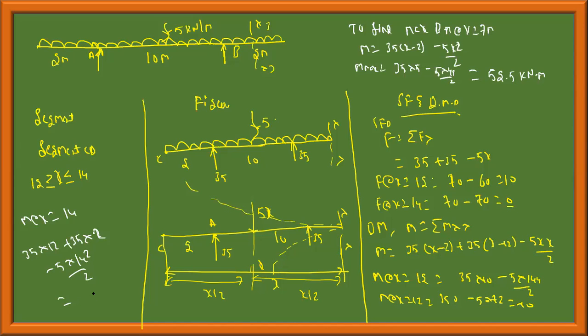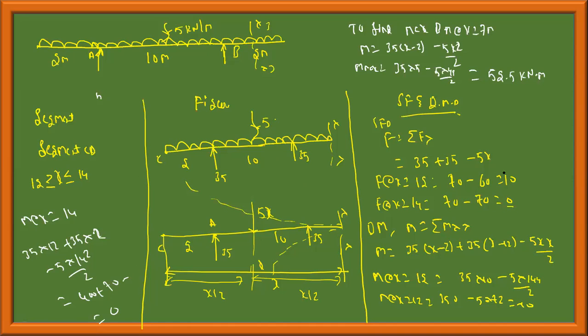12 5 is 60, 12 2 is 24, 300, 12 is 60... 400 plus 70, and 14 squared is 196, by 2 is 98, into 5 is 490. It is 0, sir. 0, right? Minus that is equal to 0. Therefore, let me plot it.